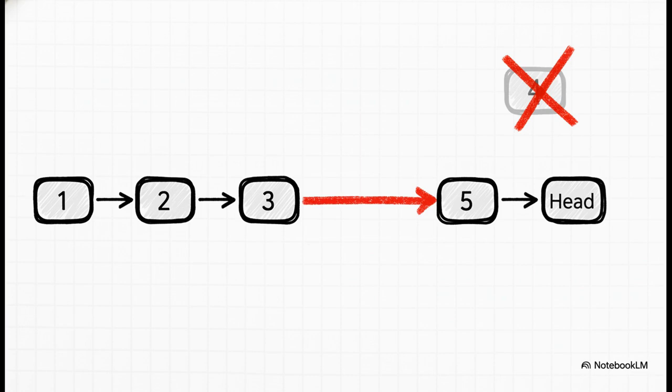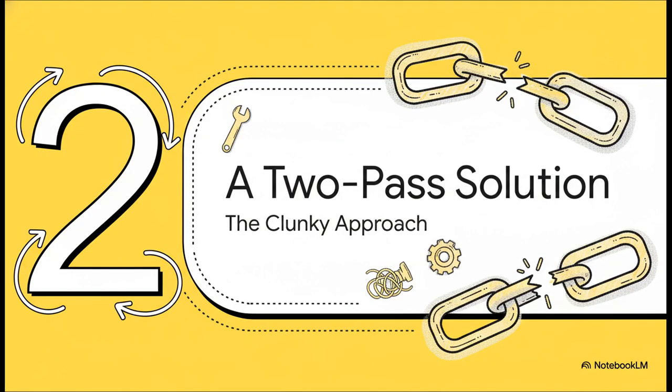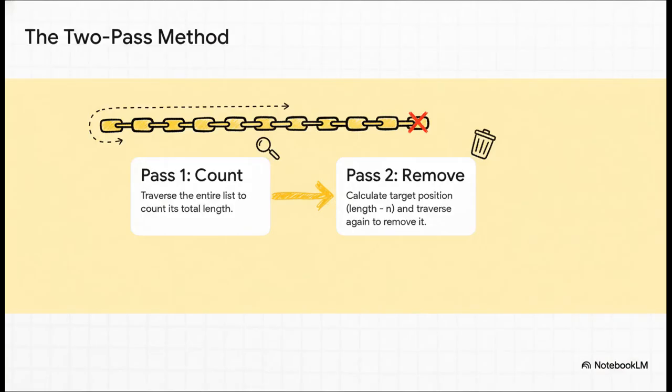Mission accomplished. Now, when you first see this problem, there's a pretty intuitive way to solve it. It's what most of us would probably think of first, and it works. But it's a little bit clunky. This method means you have to go through the list twice. On the first pass, you walk from the beginning to the end, just to count how many nodes there are in total. Let's say you find 10. If you need to remove the third from the end, you can now do the math and realize that's the seventh from the start. So you go all the way back to the beginning and walk through the list a second time to find and remove that seventh node. It gets the job done, but it just feels inefficient.